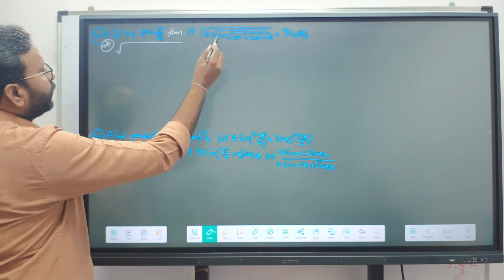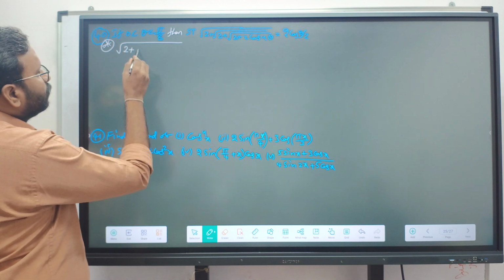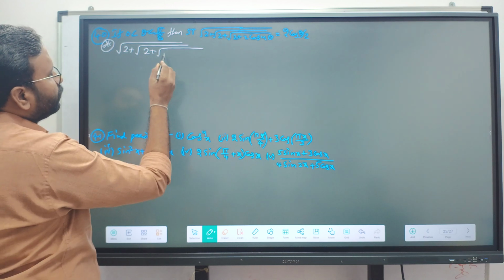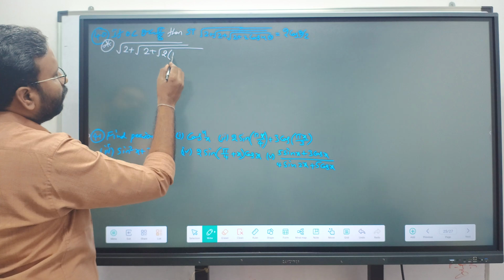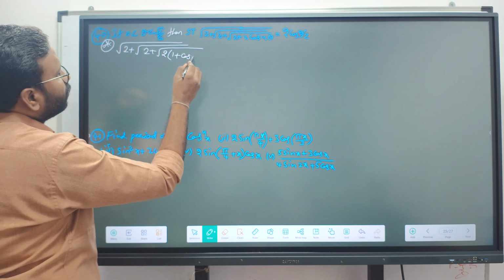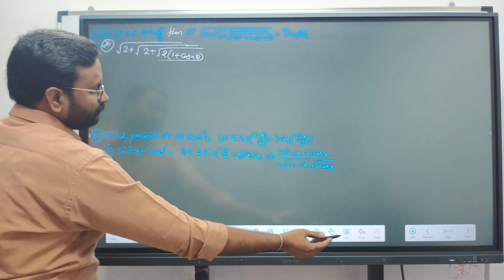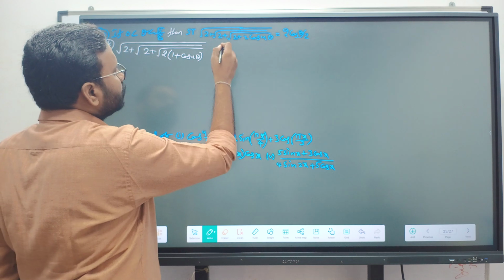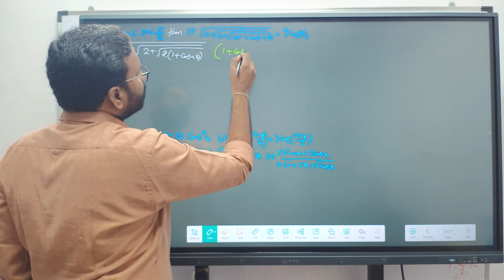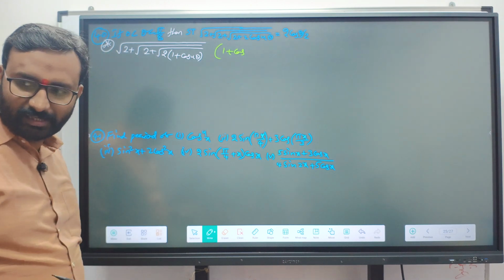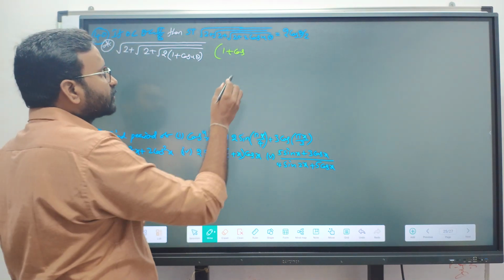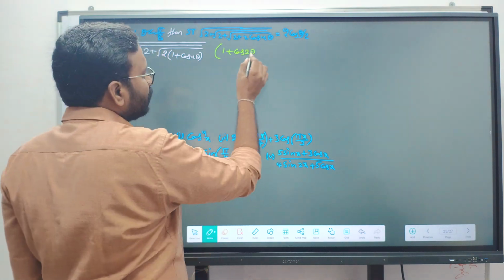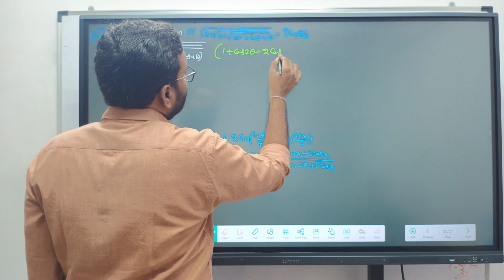Root over 3 times given, 2 plus root over 2 plus root over 2 plus 2 cos 4 theta. I am taking 2 common, so 1 plus cos 4 theta. Is there any formula for 1 plus cos 2 theta, 4 theta? There is a formula. First I am writing for 2 theta. We can apply for all. 1 plus cos 2 theta is equal to 2 cos square theta.